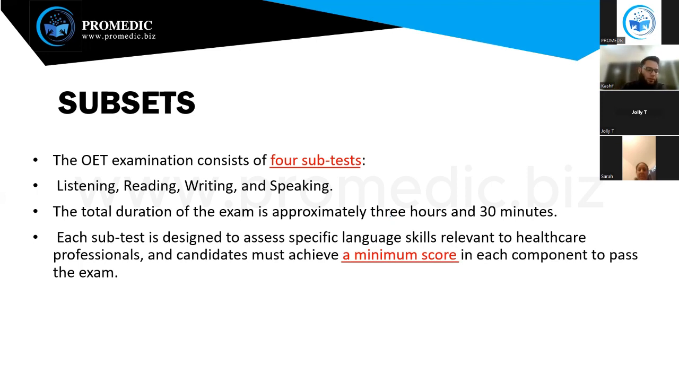Now, a little bit about the structure of the OET exam. It consists of four subsets: listening, reading, writing, and speaking. As with any language, these are the four major components. If you have to assess whether a person is fluent or proficient in a language, how will you test? You will test these four subsets.